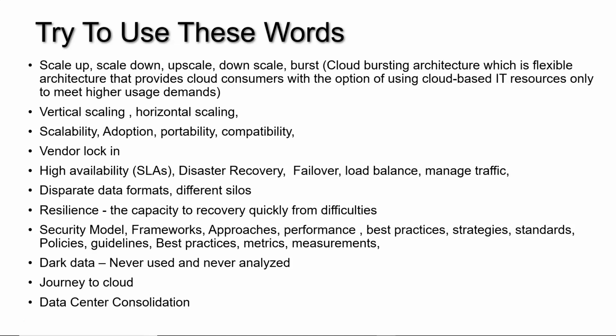The next one is burst. Burst usually refers to a cloud bursting architecture, which is a flexible architecture that provides cloud consumers with the option of using cloud-based IT resources only to meet higher usage demands. Not just for the architecture, you can also enable bursting on EC2 instances or VM instances. Only a few types of instances, such as T3, T3A, T2, can burst, based on your business needs. Like say you want to improve the CPU performance or bring it up to a higher level.